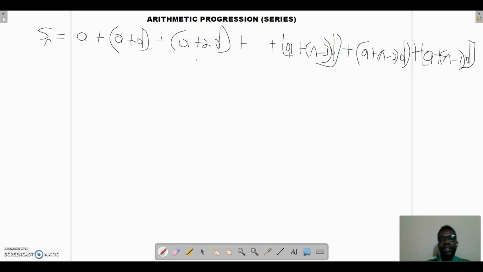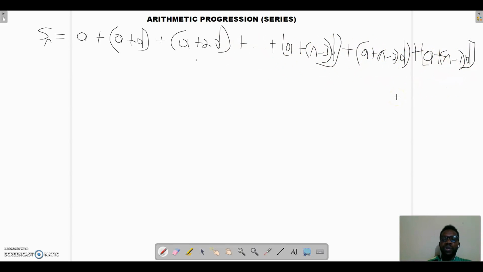So this is basically how we get all the terms. We have A, which is the first term, A plus D, the second term, A plus 2D being the third term. We skip out a few. The third to last is A plus n minus 3 times D. Second to last is A plus n minus 2 times D. And the last term is A plus n minus 1 times D.